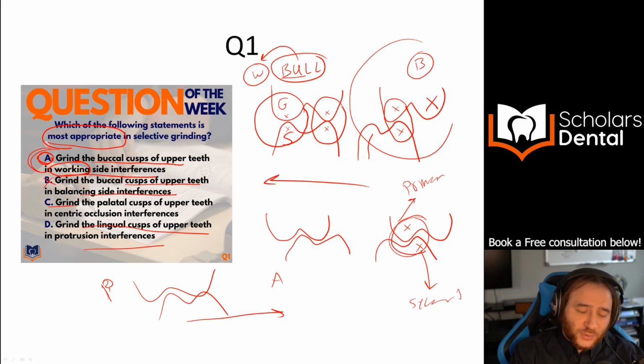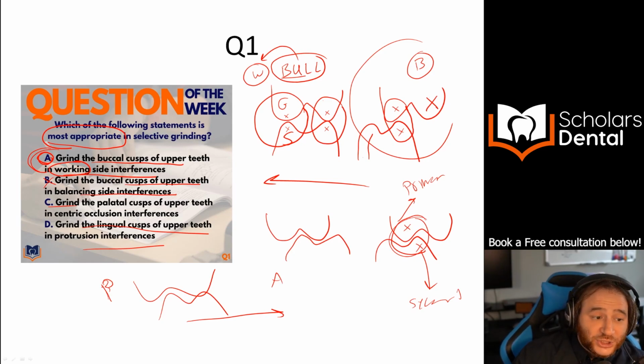I'm not going to go into more detail. There are a lot more things I need to explain about it, and it won't be enough time in this video. I'm just trying to answer the question. So on protrusion interferences, we don't talk about lingual and buccal. We talk about mesial and distal inclines. That's pretty much it. That's why A is the most appropriate answer.